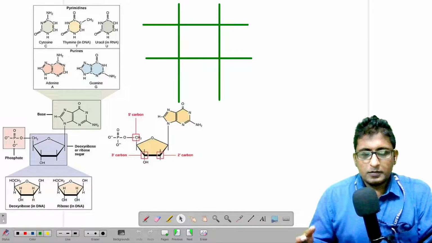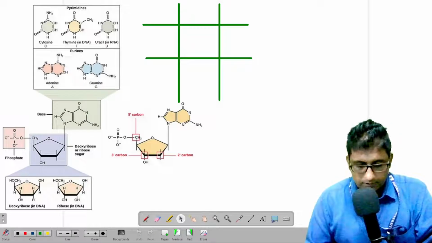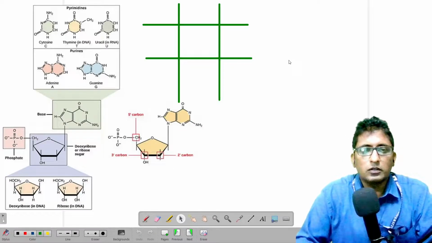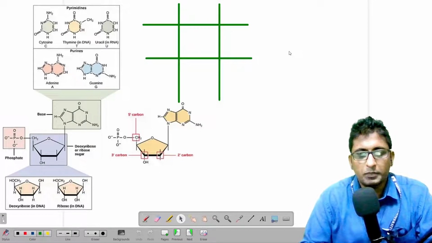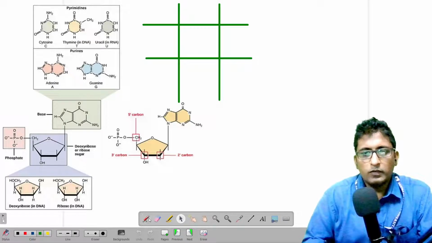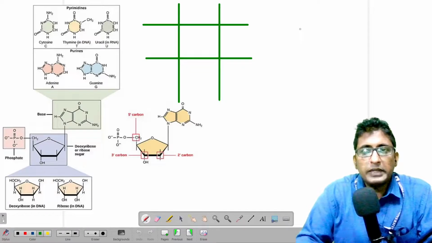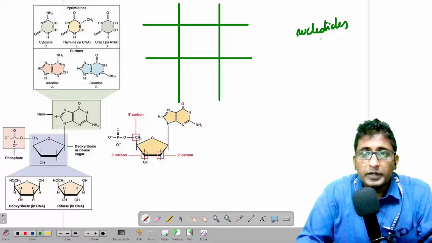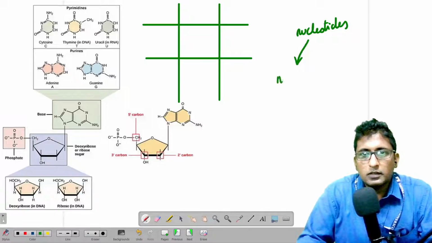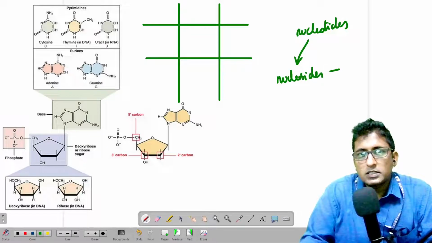The chemical nature of nucleic acids concerns the fundamental elements, the molecular components that make up the subunits. When we say subunits here, we mean the nucleotides. The nucleotides are made up of three distinct components, or simply put, nucleosides plus a phosphate group.